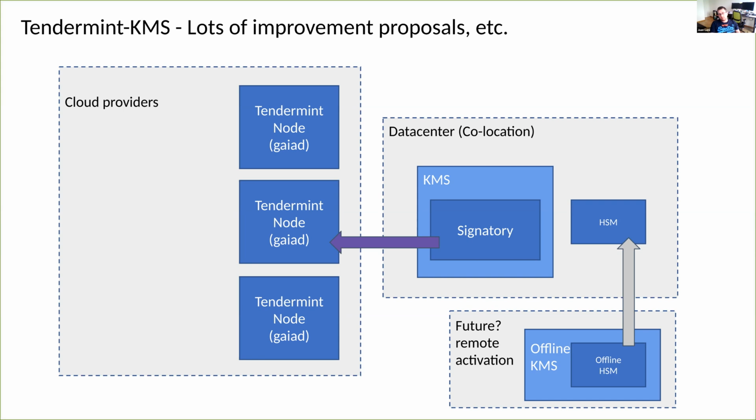So there are other changes that we might want to test. For example, you have another offline HSM, where the HSM at the data center sends you something that you can sign with your offline HSM to activate the one at the data center remotely. So then people do not need to be at the data center. There are things like this that we might want to explore. In general, Tendermint KMS is another of the things that are never finished. There will be changes and improvements over time.